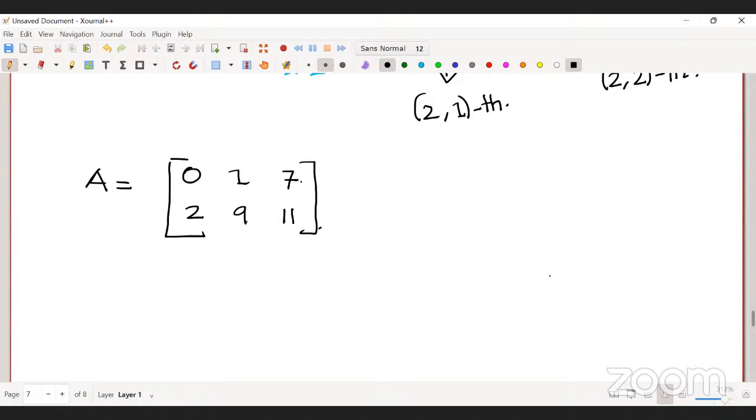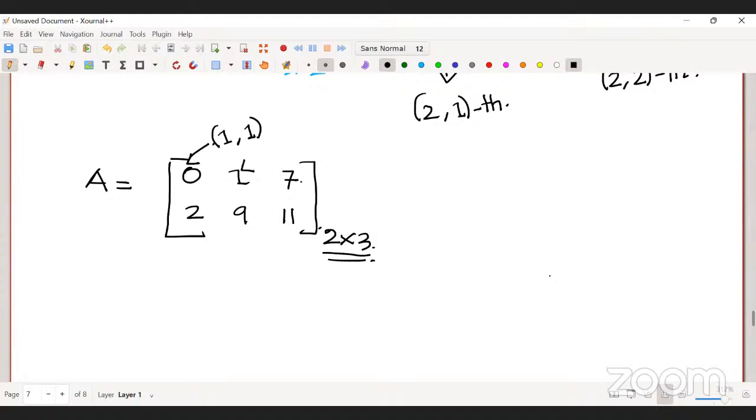2 by 3. 2 cross 3, sir. Correct. Yes. So this is a matrix of order 2, 3. So what is this entry? a11, because it lies in the first row as well as in the first column.